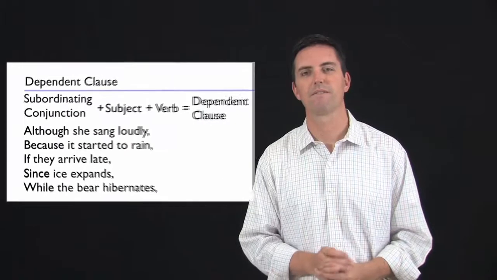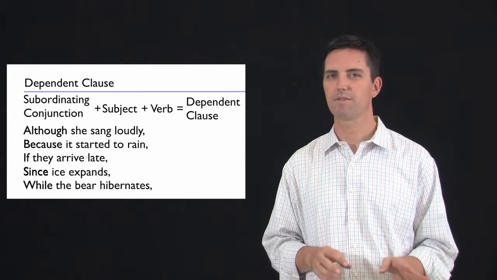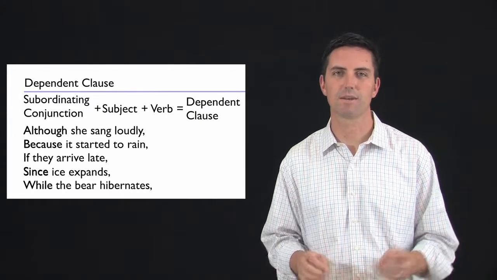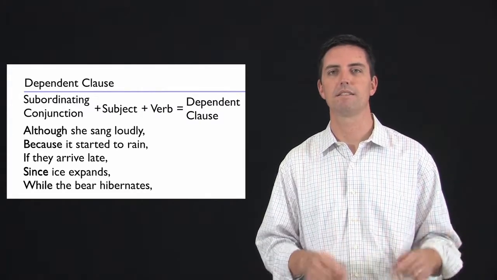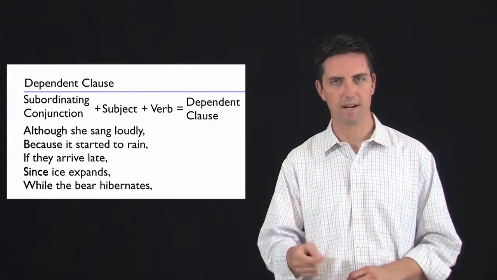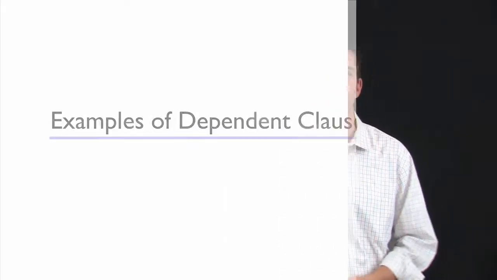My one bit of warning, just like with prepositional phrases, if you begin a sentence with a dependent clause, you're going to want to follow it with a comma. If you take that same dependent clause and move it to the end of the sentence, you don't need a comma.